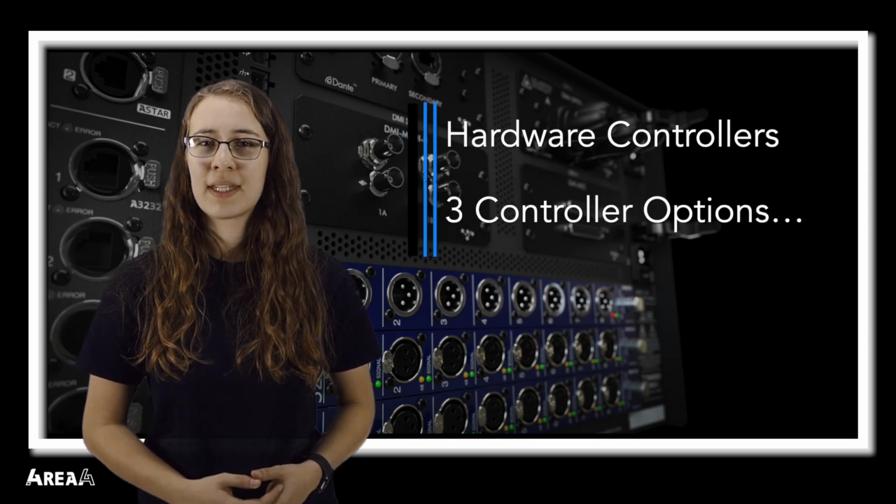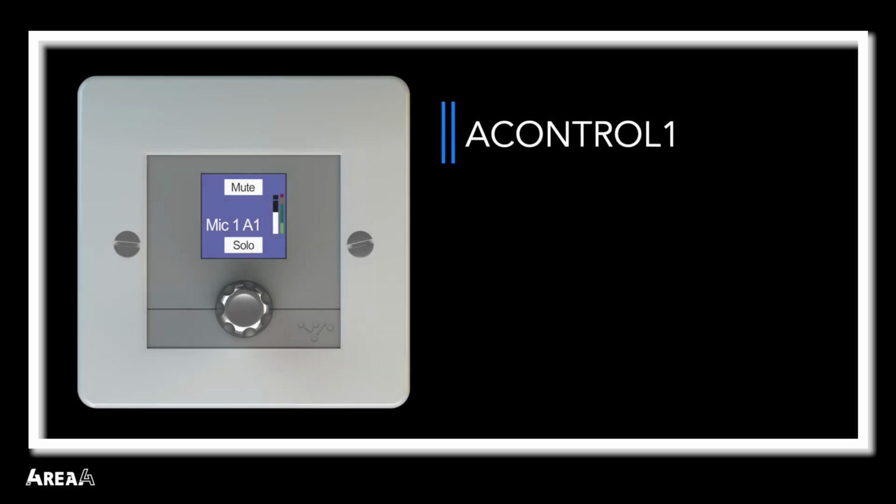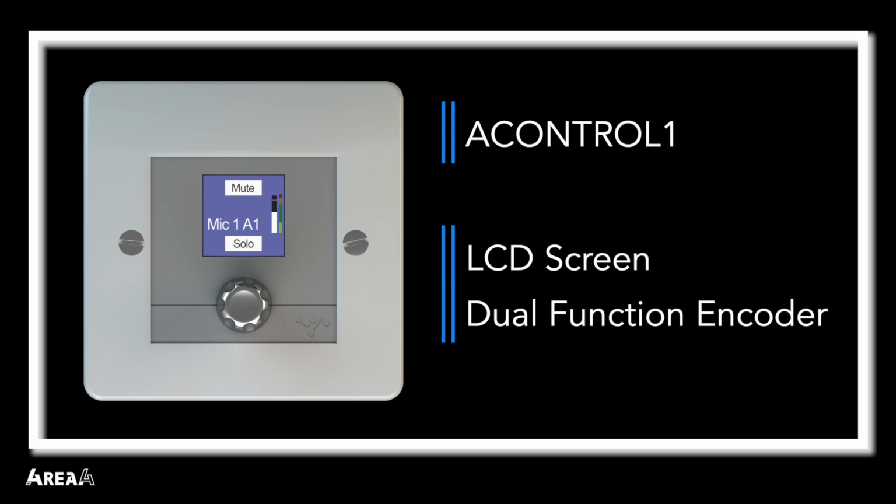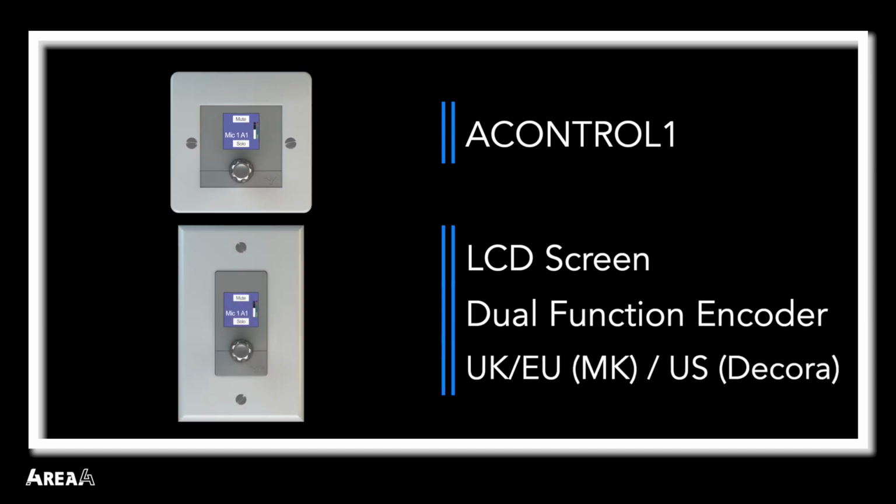The A-Control 1 is a very simple controller with one LCD screen and a dual function encoder, which has one function when you turn the encoder and another when you press and turn it. These 2 functions are fully assignable by the user, so it could be a volume and a pan, or more likely a source selector, which we'll come back to later on in this video. The A-Control 1 is available in both UK EU and US sizes.